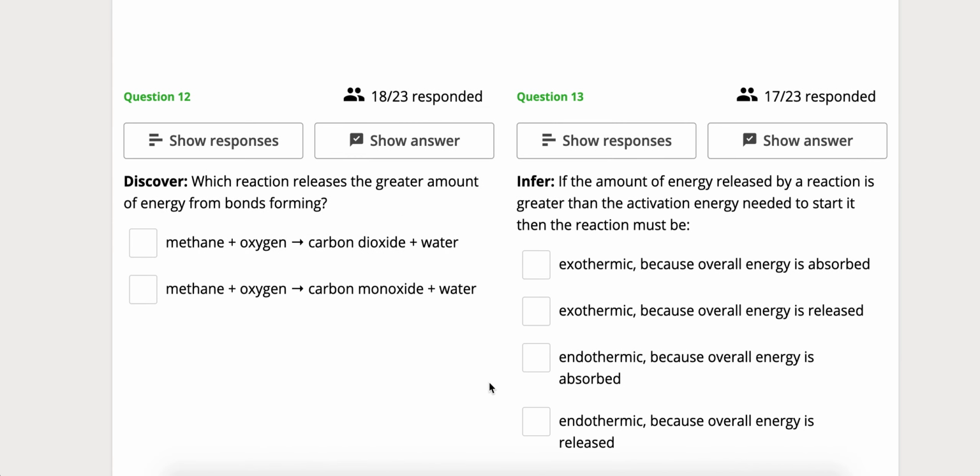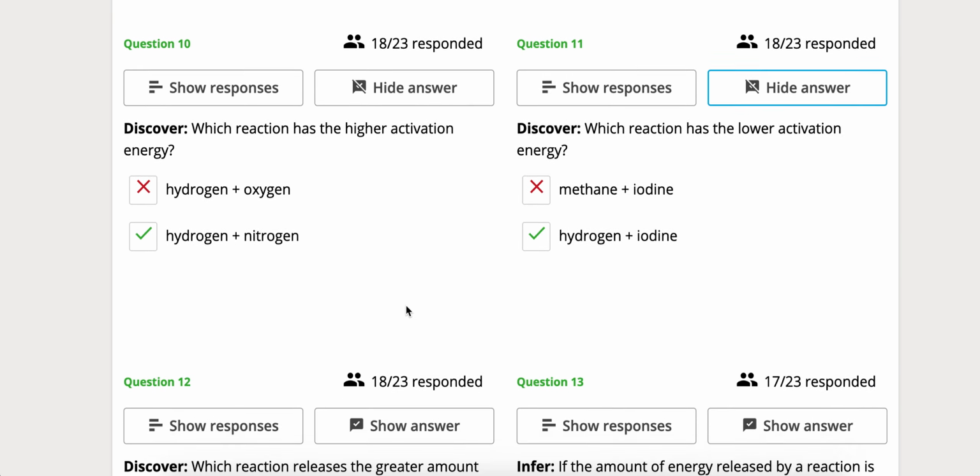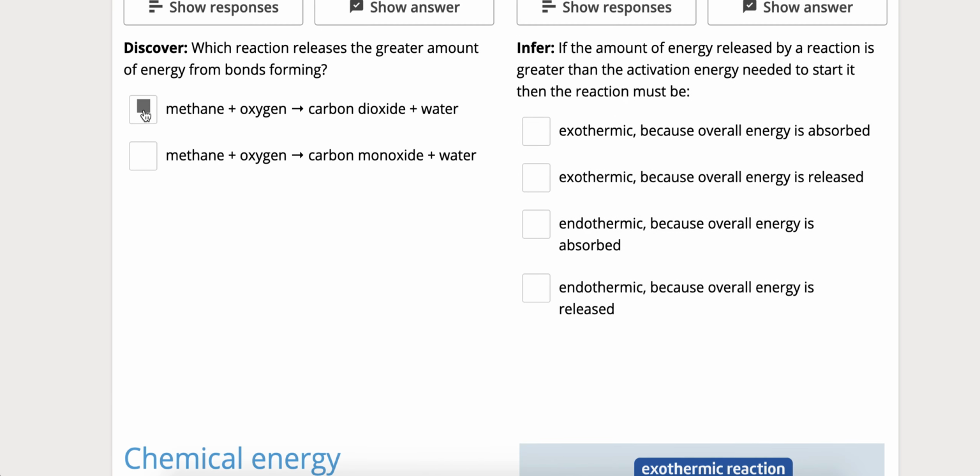If we move on to question number 12, which reaction releases the greater amount of energy from forming new bonds? Would it be methane and oxygen producing carbon dioxide and water? Or would it be between methane and oxygen producing carbon monoxide and water? What we would be looking for here is that the reaction between methane and oxygen producing carbon dioxide and water would release more energy because the formation of carbon dioxide and water releases the most energy.